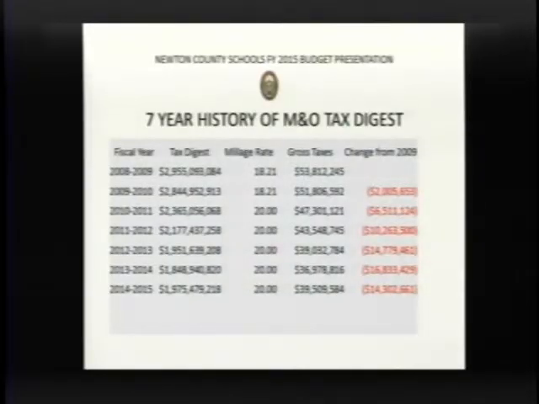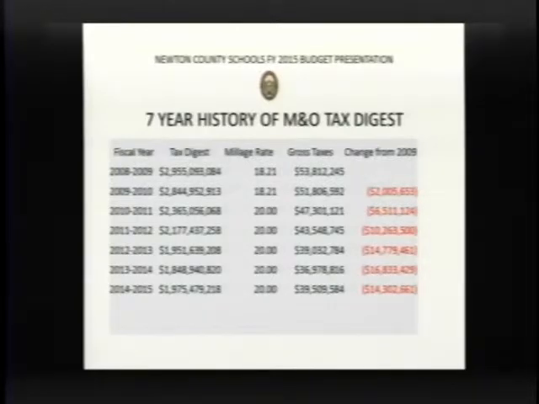Okay. This first slide is one that I gave you when we did our budget presentation in May, and back then we had estimated a 3% increase in the digest. However, we have the final figures now, and it's actually a 6.84% increase in the digest. However, as you can see, the digest is still not what it was in 2009.